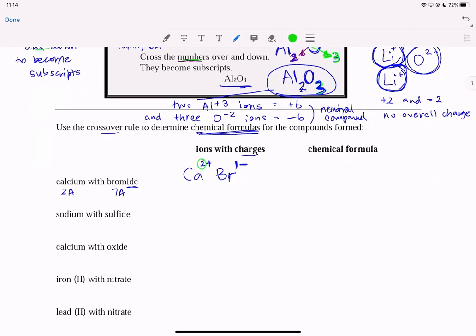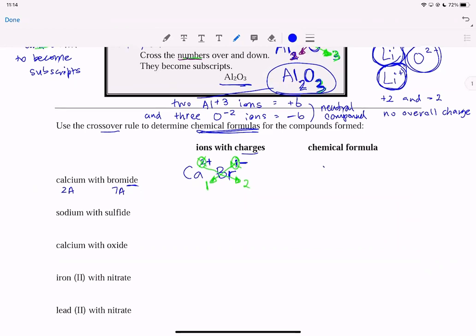What crosses over is this 2 has to come over and down and become a 2 here. So this gets crossed out. This 1 crosses over and down and becomes a 1 down here. So that gets crossed out. What you're left with is you don't have any more plus or minus signs once these cross over and down. So what you're left with is Ca1 and then Br2. Now with the 1 subscript, you can get rid of the 1 subscript. You can get rid of any 1s, in fact.